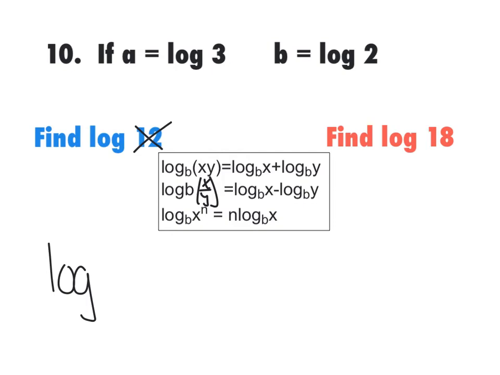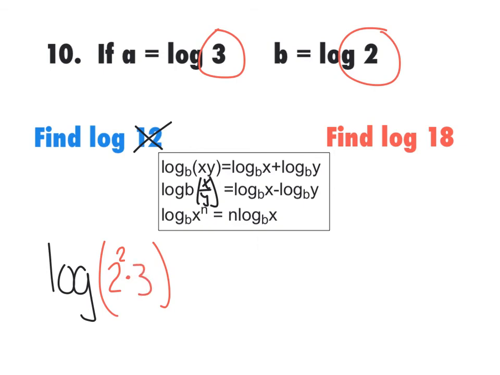Now here's the only catch, guys. You're only allowed to use the numbers 3 and 2. So 12 could be what? I could say 12 is equivalent to 2 squared, which is 4, times 3. Would you agree with that? You're just replacing 12, and you can only use the numbers 3 and 2. So that's really 4 times 3, which gets me 12.